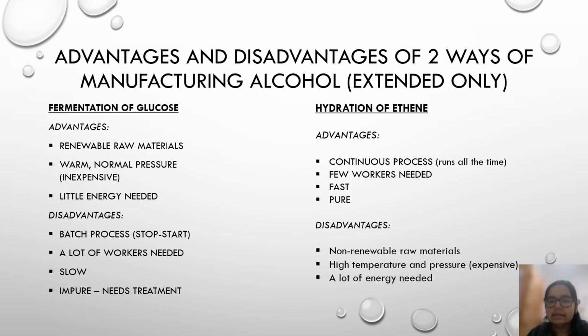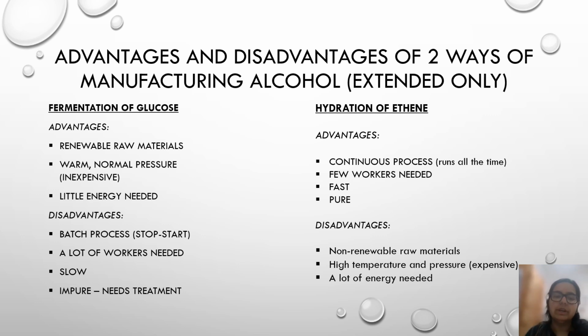Now advantages and disadvantages of the manufacture of alcohol, of the two ways, fermentation of glucose and the hydration of ethene. So there are advantages and disadvantages for both of the processes, and this is only included for the extended curriculum.